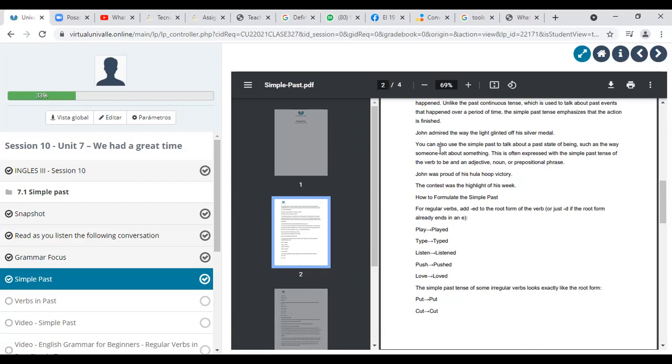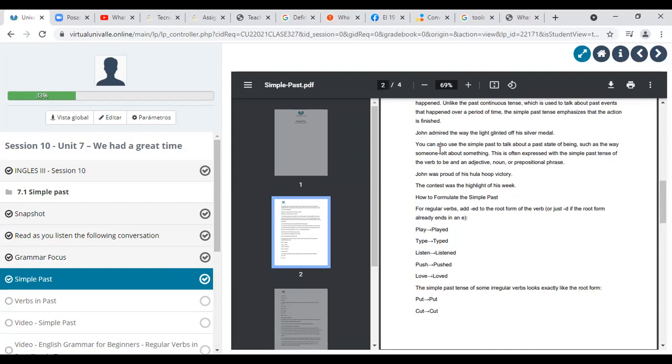How to formulate the simple past? It's very simple. For regular verbs, add -ed to the root form of the verb. I mean, in other words, the base form of the verb. Add just -d if the root form already ends in an e. Play, played; type, typed; listen, listened; push, pushed; laugh, laughed.